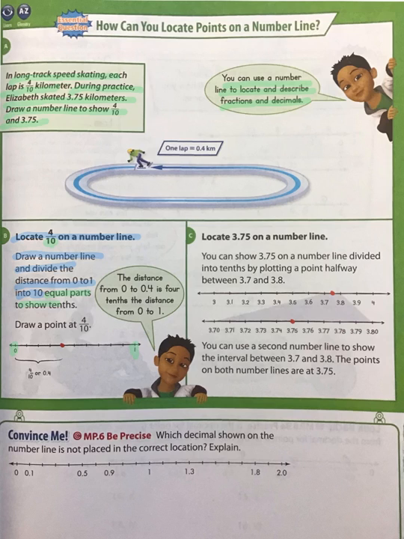We have 1/10 right here, 2/10, 3/10, 4/10, 5/10, 6/10, 7/10, 8/10, 9/10, and then 10/10 would be 1 whole. Therefore, 4/10 would be right here. It's the fourth line in. Now, we're going to locate 3 7/5 on a number line.